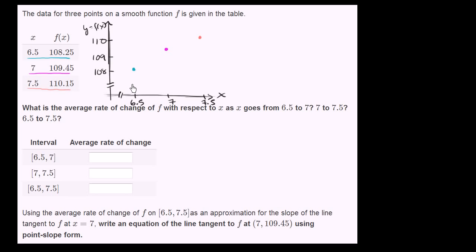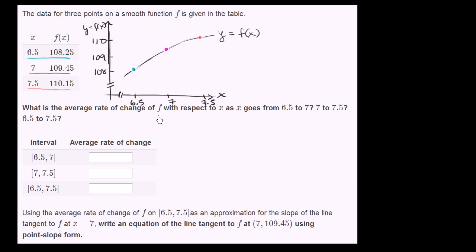And these are just 3 points on a smooth function f. So we could visualize what that smooth function f might look like. It might look something like this. I'll try my best. So maybe it looks something like this. Who knows what it looks like after this. So this right over here is the graph of y is equal to f of x. Now let's try to answer their questions.